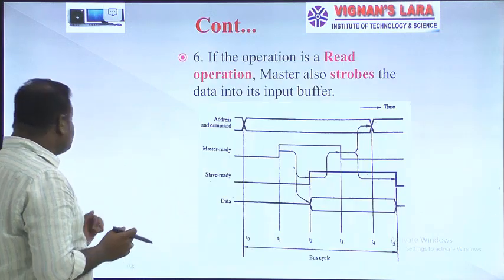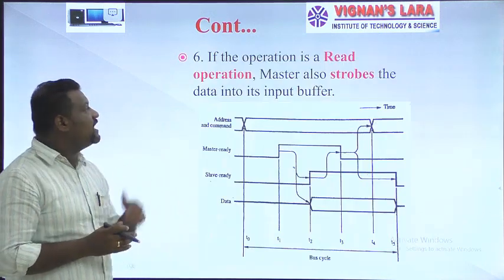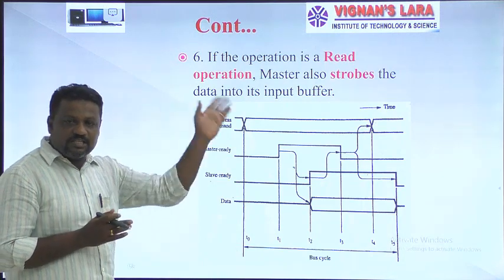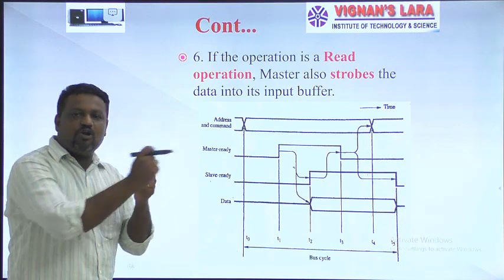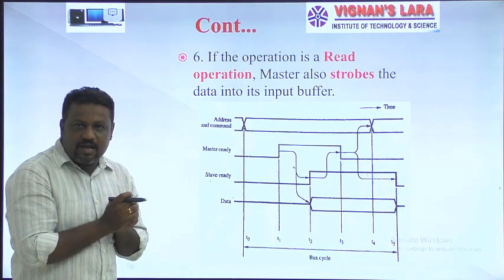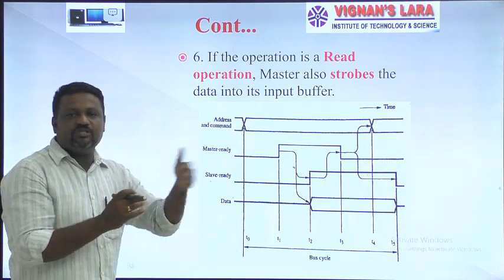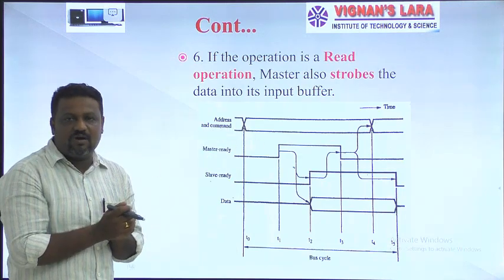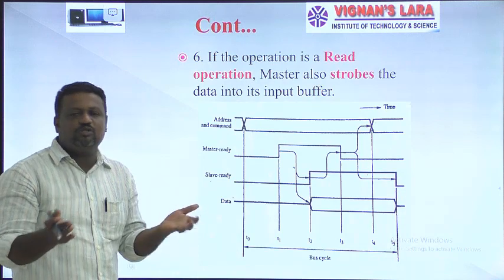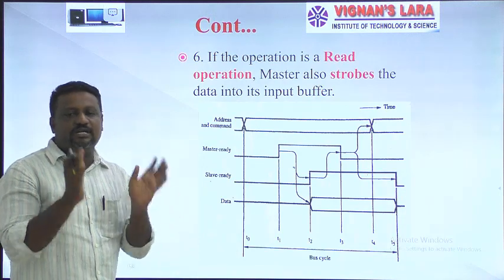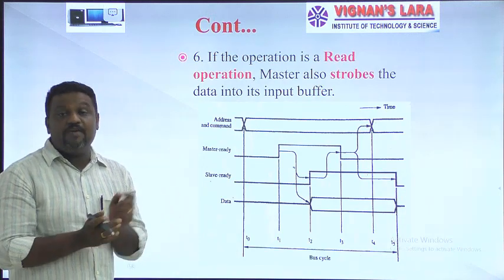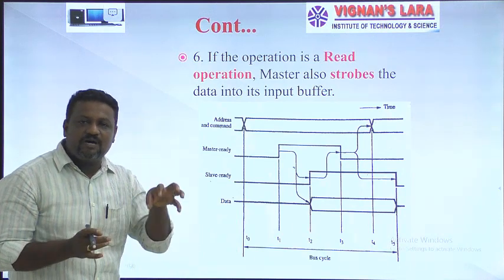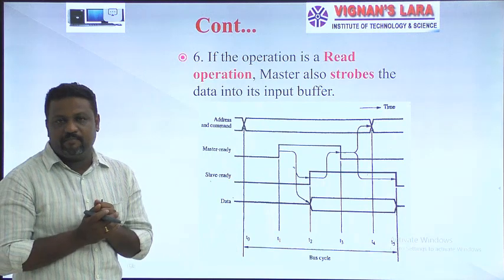Alright. And the last one is, if the operation is a read operation. In the previous case, our operation was a write. Because the operation is write, the information placed on the bus is accepted by the device, and then the device activates the slave ready signal, informing the master that I received the data you are sending to me. If the operation is read, that means the master is going to read something from a slave.